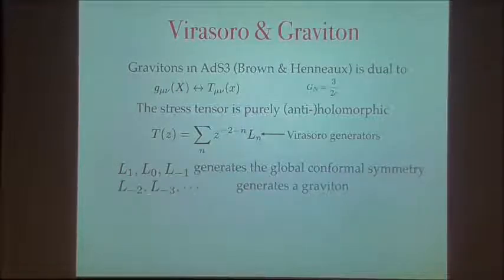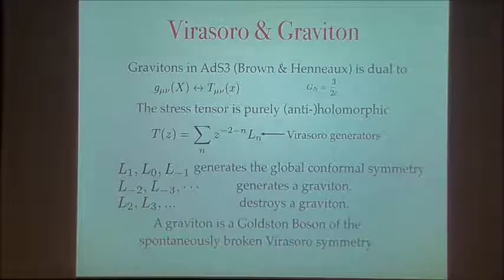But you also have these other modes that, when they act on the vacuum, you will not get zero, you will get a graviton state. So they will create a graviton, and these will destroy a graviton. So one way to think about this is that a graviton is a Nambu-Goldstone boson of the spontaneously broken Virasoro symmetry.